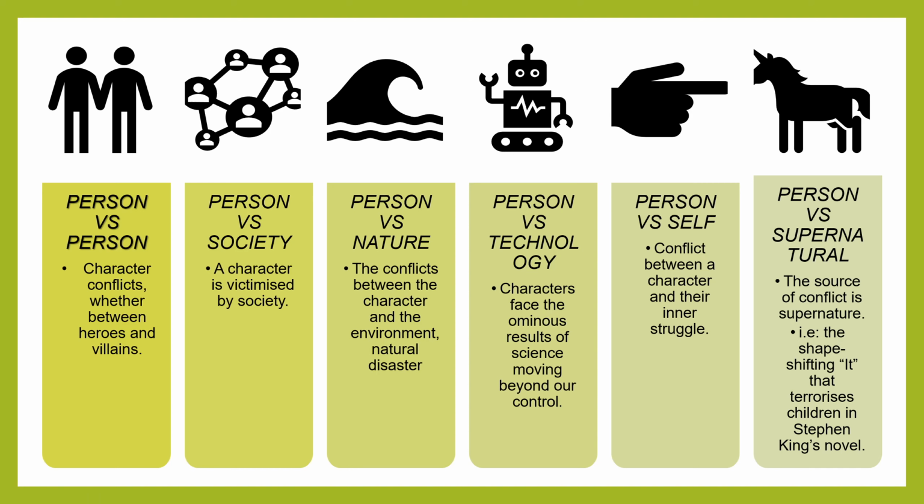Person versus technology is where characters face the results of science moving beyond our control. For example, AI, I, Robot, maybe the Terminator. So that is person versus technology. They are not able to fight the technology because it is out of control.